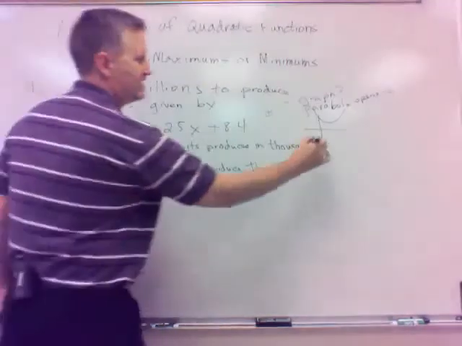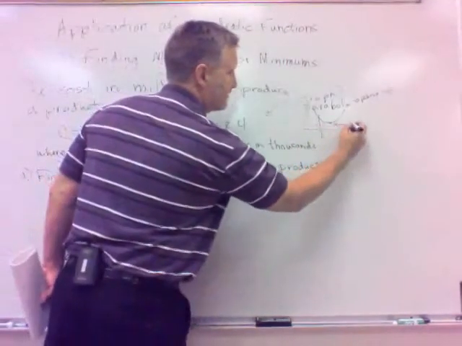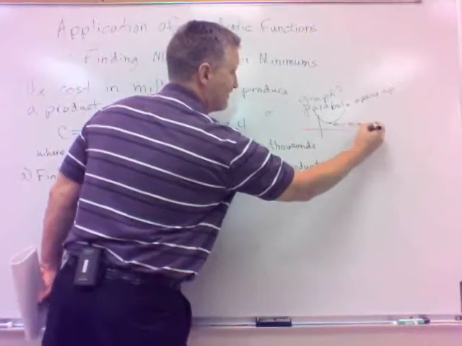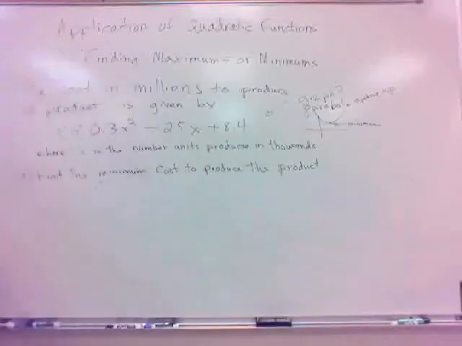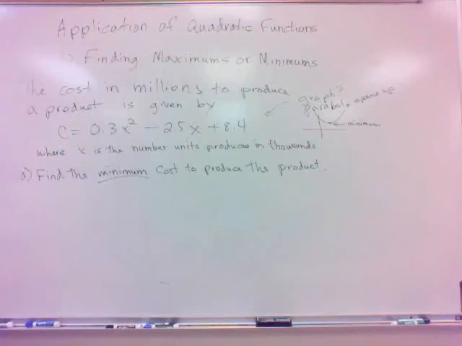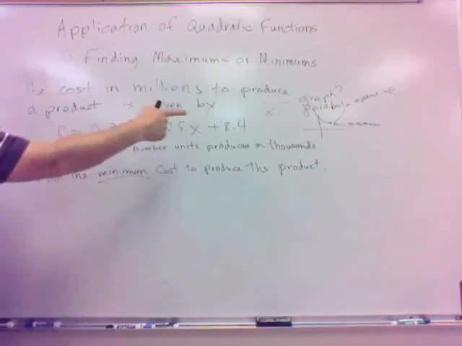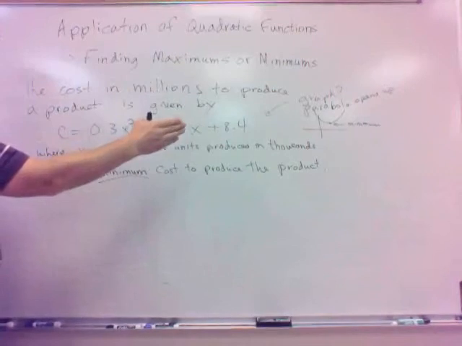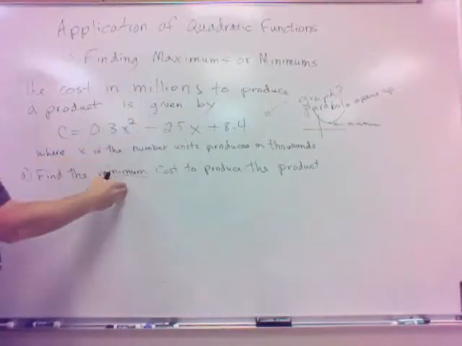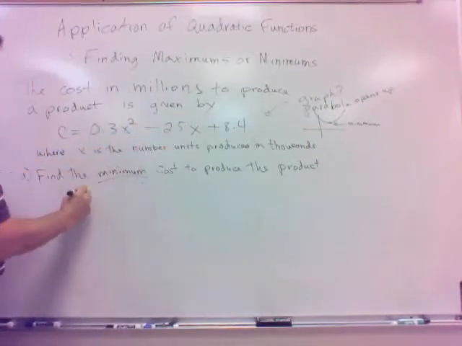But again, where does the minimum occur? Well, same thing. It's the vertex. So the minimum occurs at the vertex. Since this is a parabola that opens up, the minimum is at the vertex. So to find the minimum cost, I need to find the vertex.